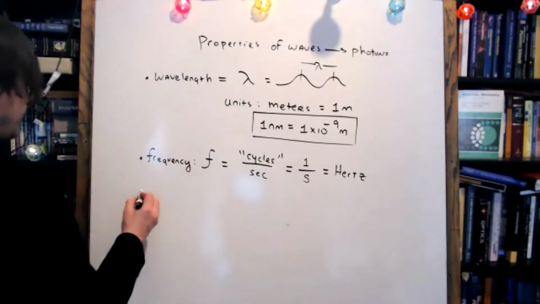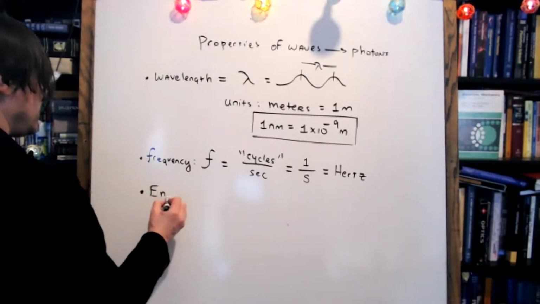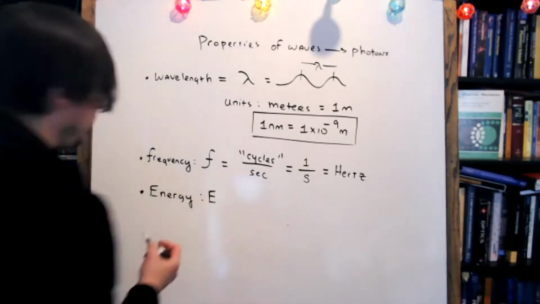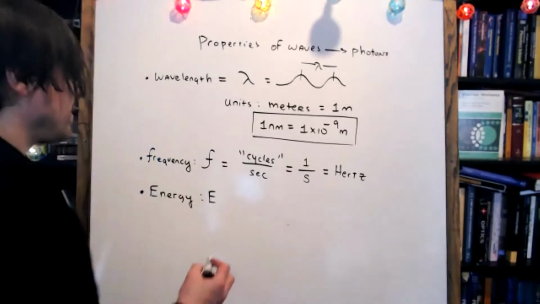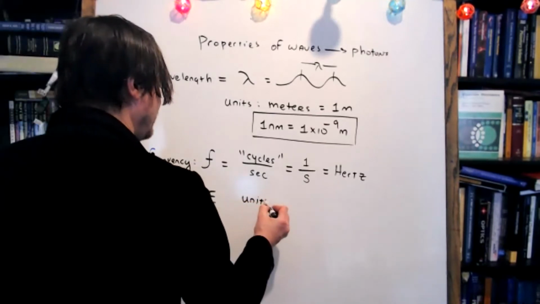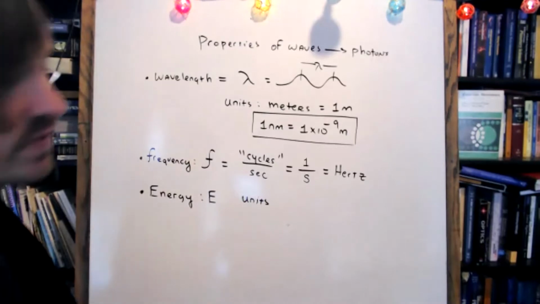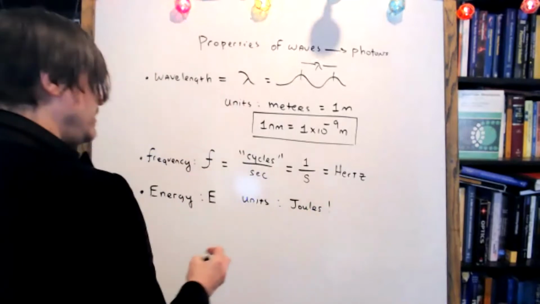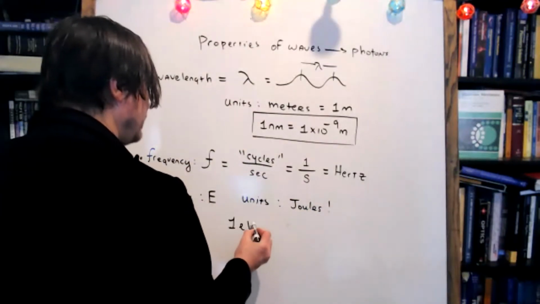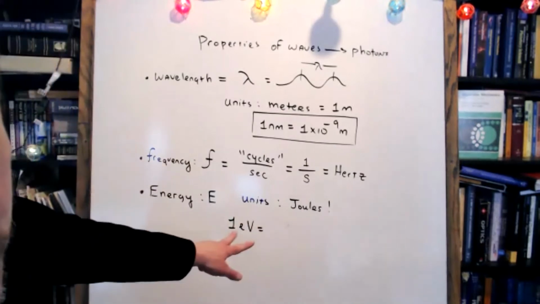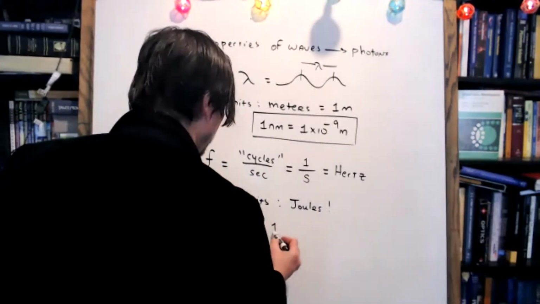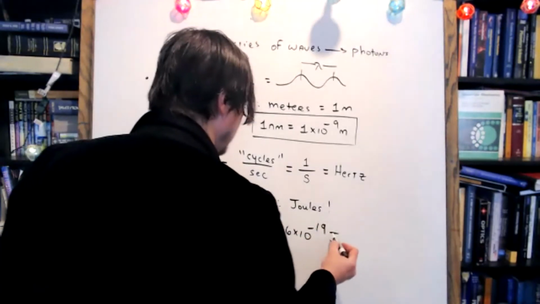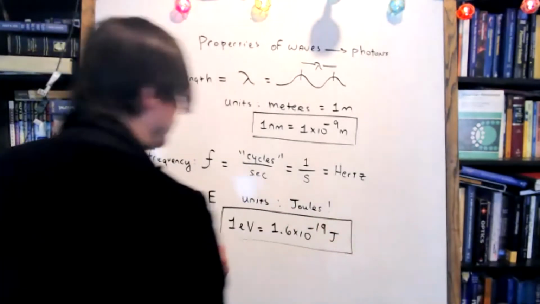The last property that waves have is a property that you might already suspect. It's energy. And the energy E is the energy associated with light itself. I've already defined energy, so I'm not going to do that. But I'll tell you that the units are typically joules. But sometimes we like to use a smaller unit of energy for photons known as the electron volt, where 1 electron volt is 1.6 times 10 to the negative 19 joules.